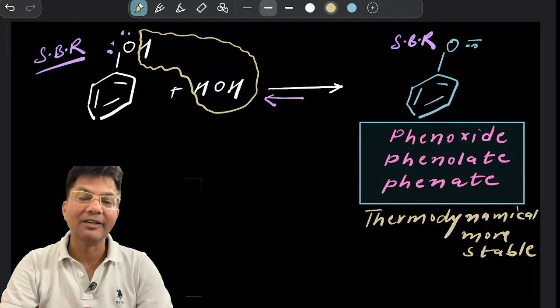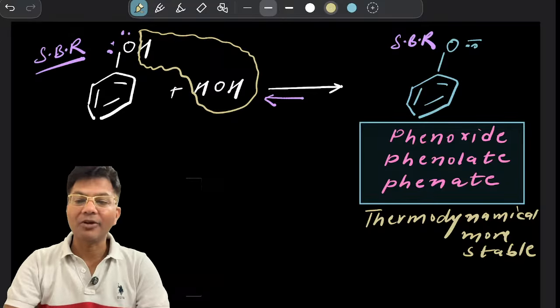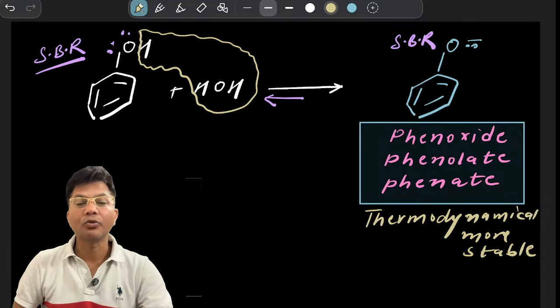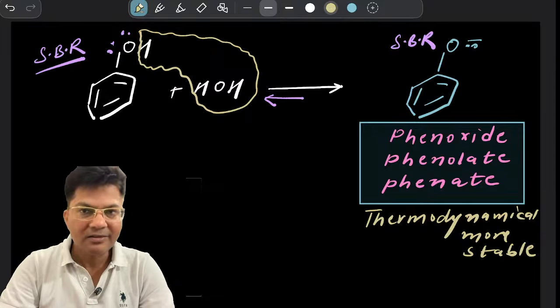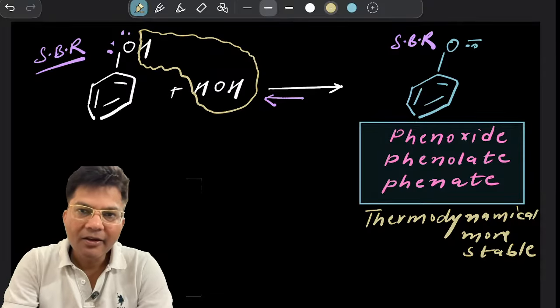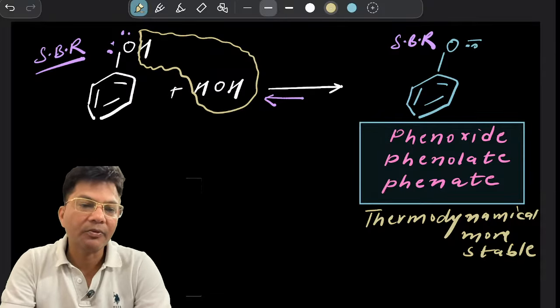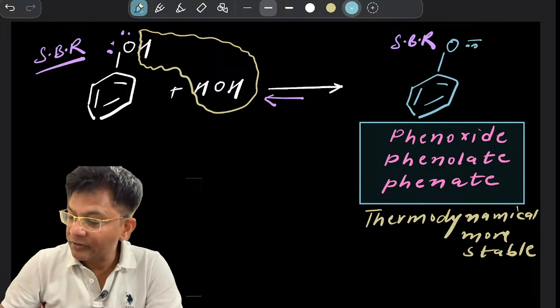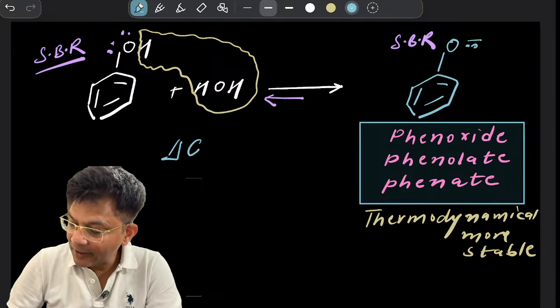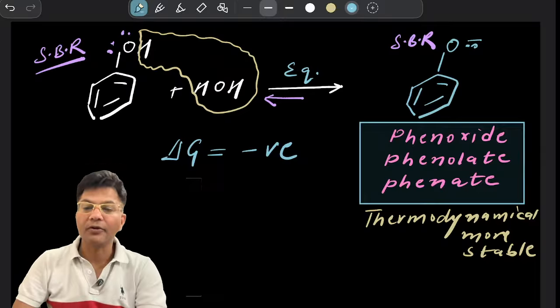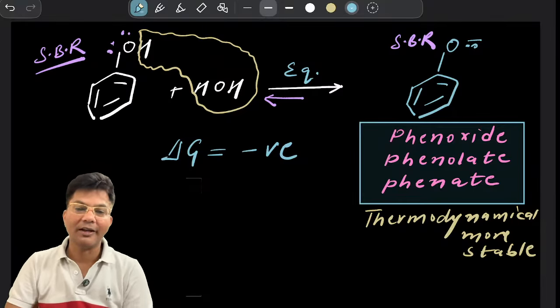Now, what's the reason? This is the hidden part of NCERT. Why is it like this? So, are you ready to see the reason, kids? Are you ready to go for the reason why phenoxide is thermodynamically more stable, why the equilibrium favors the forward direction, why delta G is negative, and why the equilibrium is shifted towards the right-hand direction? How many of you are ready? Okay, very good. This is the way.